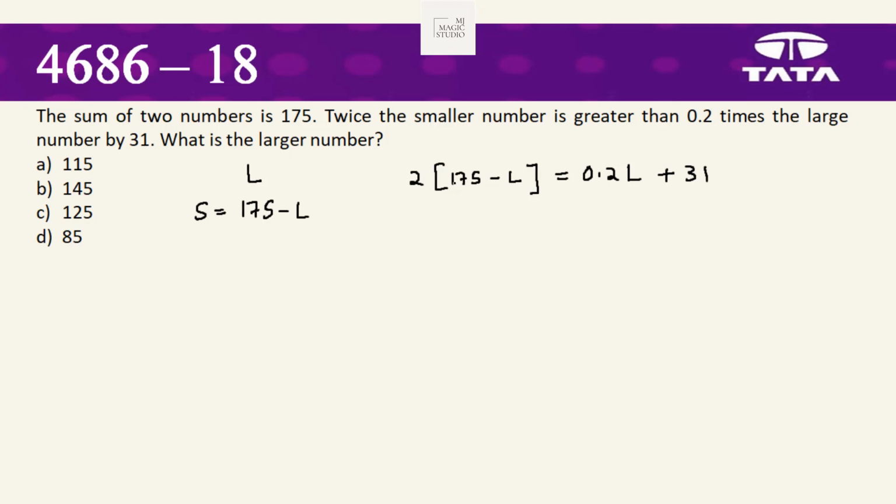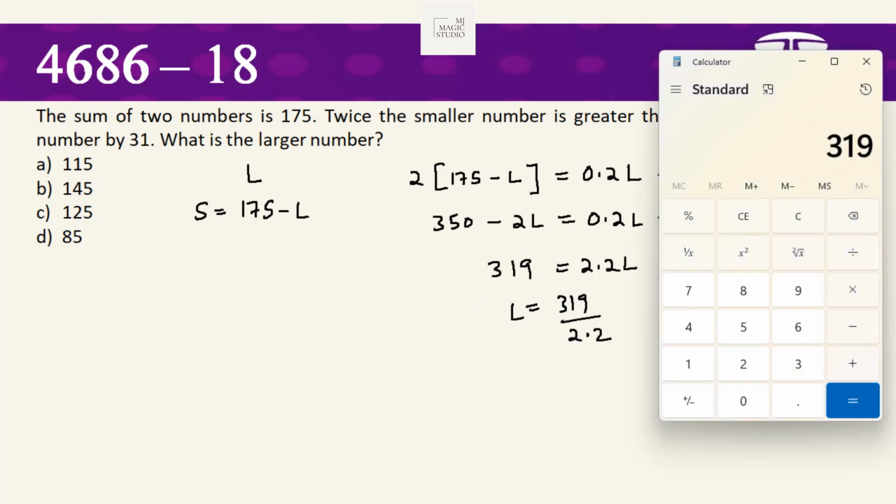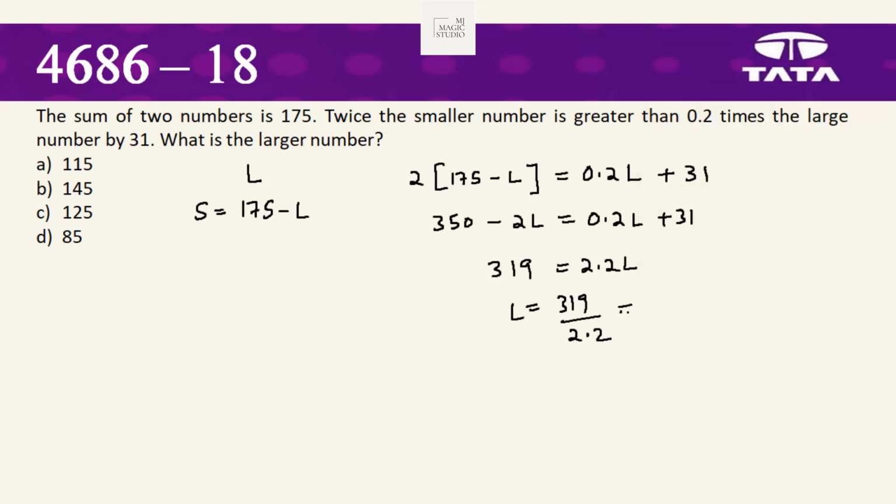So 350 minus 2L equals 0.2L plus 31. 2.2L equals, minus 31 would be 319. So L is 319 divided by 2.2. 319 divided by 2.2 will give 145. Done. Larger number is 145. What is the larger number? 145, option B.